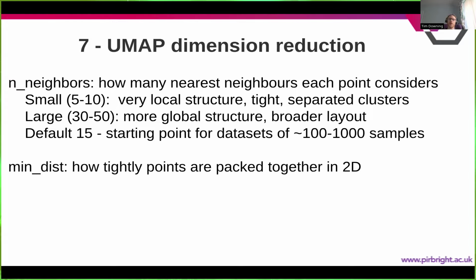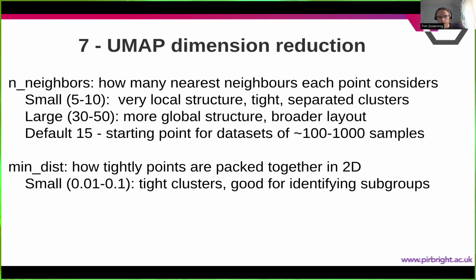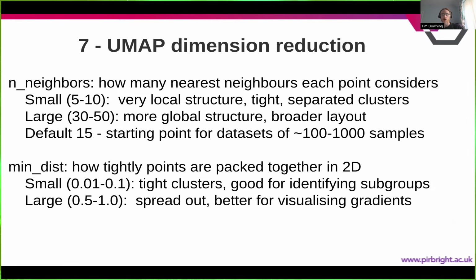The min_dist refers to how tightly points are packed together in two-dimensional space. So if that value is very small, we tend to get very tight clusters that are good for identifying subgroups. If it is large, the points will be more spread out, which is better for visualizing gradients. Somewhere in between is a good default starting point, where we might try different values to see how well they work.